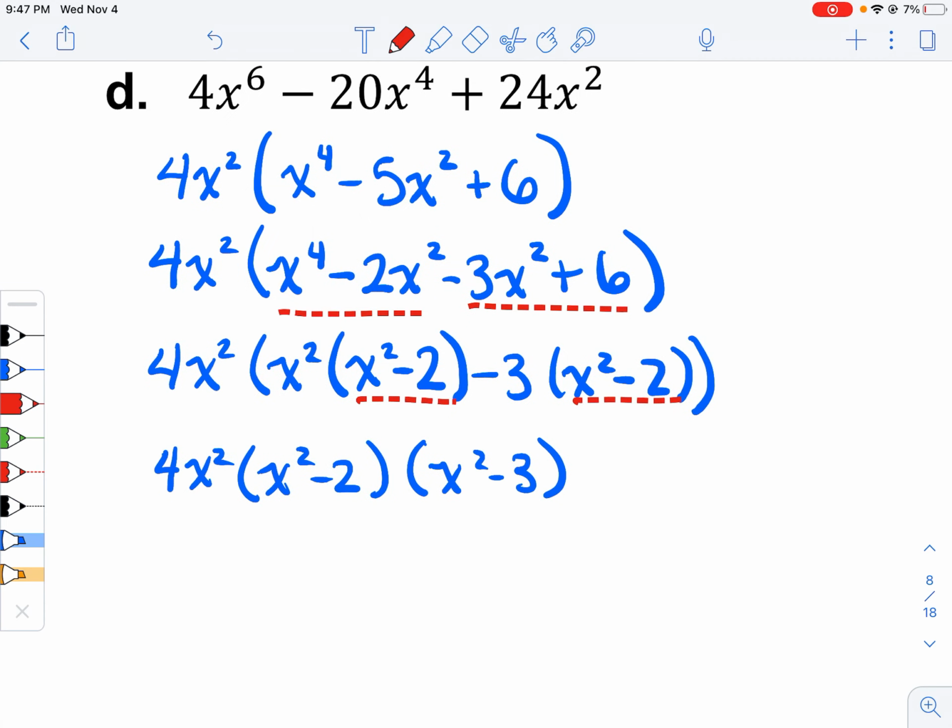Again, double check and make sure that these aren't differences of cubes. In this case, that's not a perfect square. That's not a perfect square. So this is fully factored.